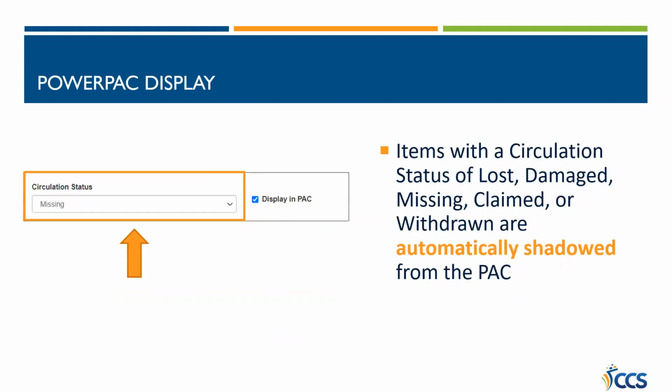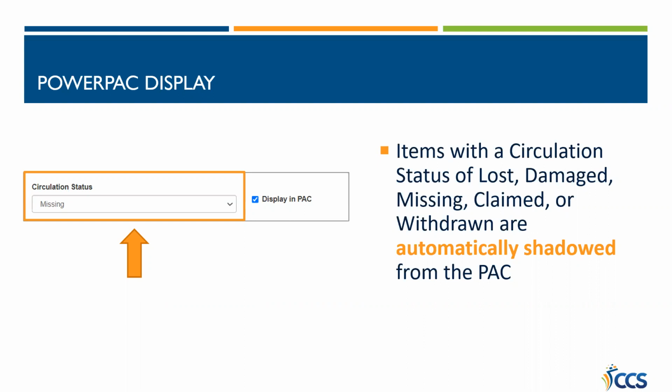Now, another thing that can impact display is the circulation status of the item. There are certain circ statuses that will automatically suppress display of an item in the pack. So if an item transitions to a status of lost, meaning it's been billed to the patron, damaged, missing, claimed, or withdrawn, the item will no longer display in the Power Pack.